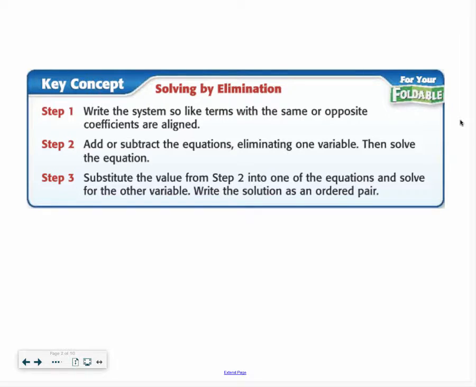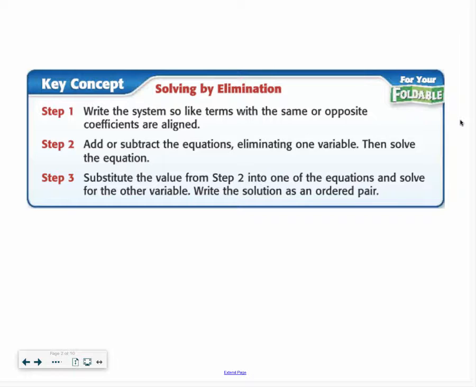Okay, so let's talk about how to solve by eliminating. First, you want to write the system so like terms with the same or opposite coefficients are aligned. That means you're going to have at least two equations. So when you have x in one, you want the x variable of the second equation to be right below it. I'll show you what that looks like a little bit later.